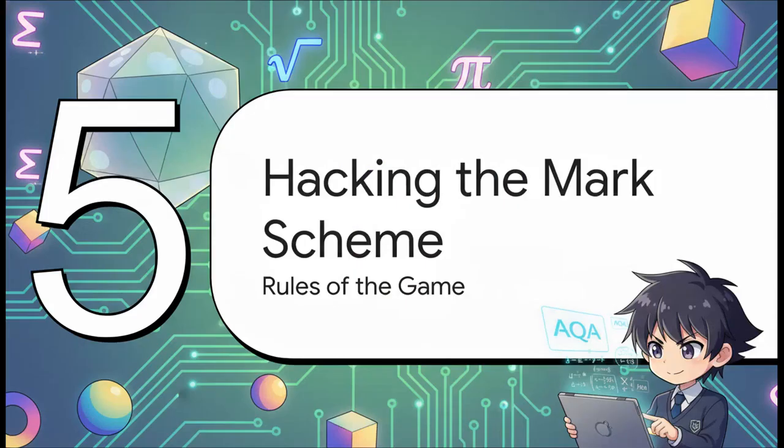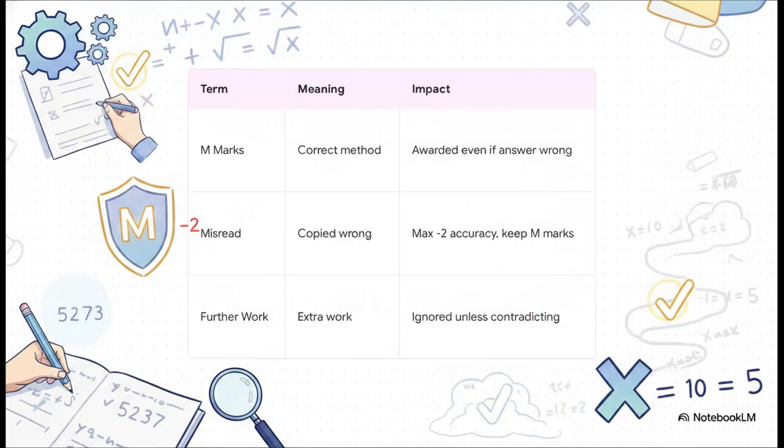the heavy lifting. Next up, Section 5, Hacking the Mark Scheme. Let's take a second to decode the examiner jargon straight from the official AQA rules. First, M marks, method marks. These are awarded for a correct method that could lead to a correct answer, even if your final answer is completely wrong because of a silly calculator slip. This right here is exactly why you show your workings.